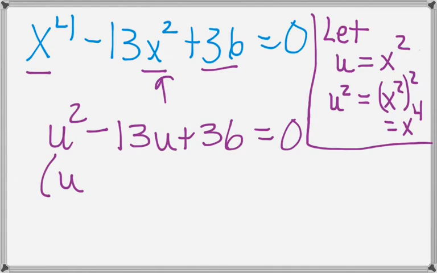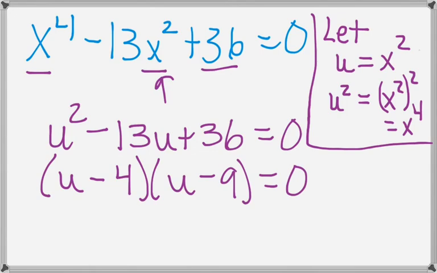We can factor, we can use the quadratic formula. I'm just going to factor this one, and I'm going to leave out my steps of factoring for the sake of space and time. So this factors as u minus 4 times u minus 9. So to solve for u, we would set each of those factors equal to 0.